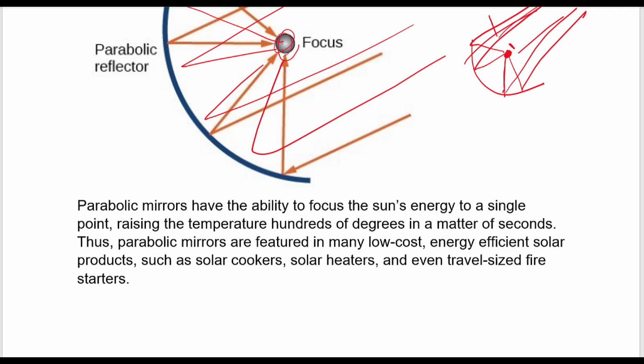So parabolic mirrors have the ability to focus the sun's energy to a single point, raising the temperature hundreds of degrees in a matter of seconds. Thus, parabolic mirrors are featured in many low-cost, energy-efficient solar products, such as solar cookers, as I mentioned, and solar heaters. I've seen some of those. They're really cool. They're kind of heavy to take backpacking, but if you're camping, you can do them, and even travel-sized fire starters.